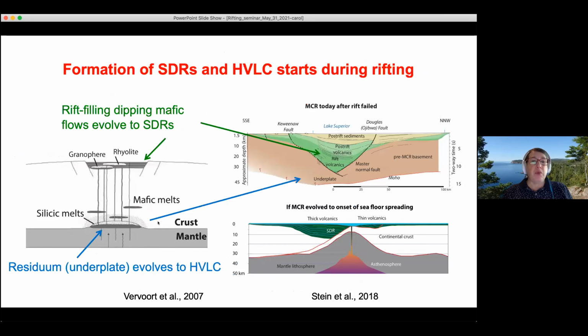So just again, we have the seaward dipping reflectors that in the case of the MCR never got there, but they're these volcanic layers. We have a high velocity lower crust due to the residuum or underplate or rift pillow, where the magma never makes it up into the crust or the surface. And we do, although it's not shown here, have that imaged beneath the Midcontinent Rift.